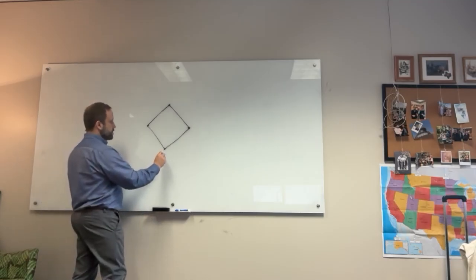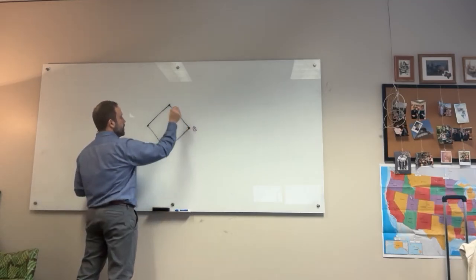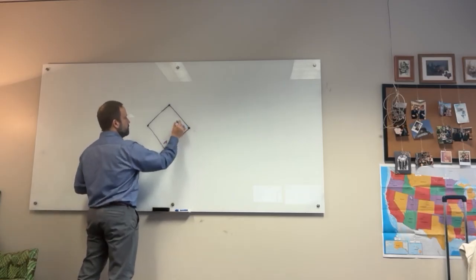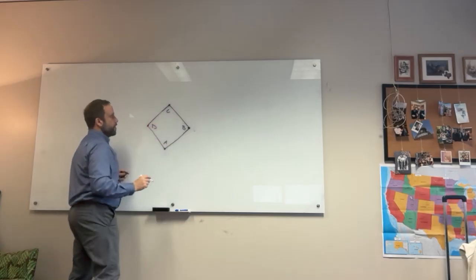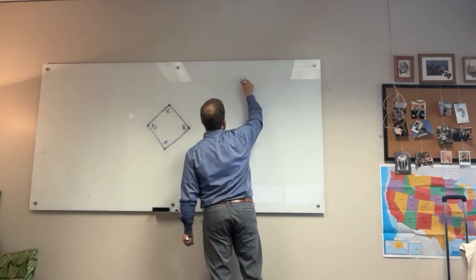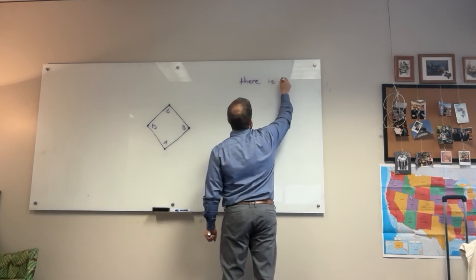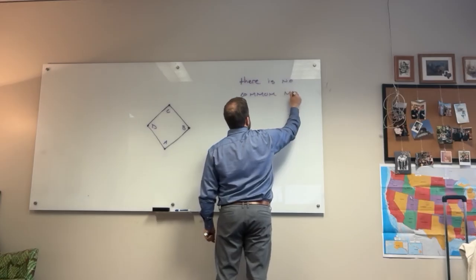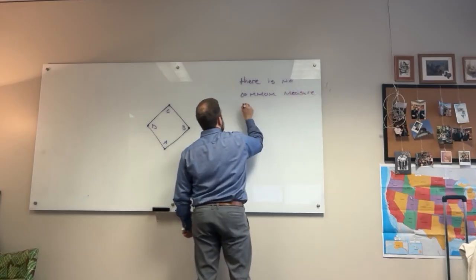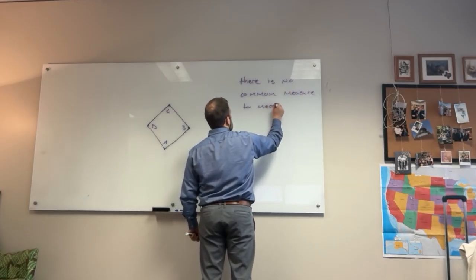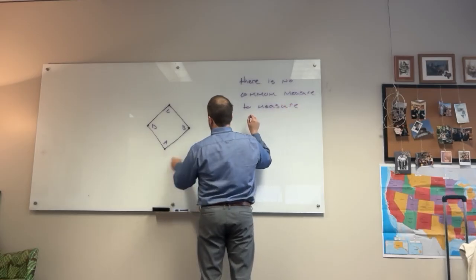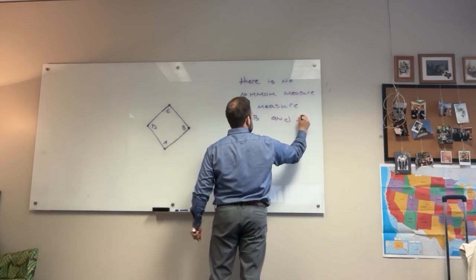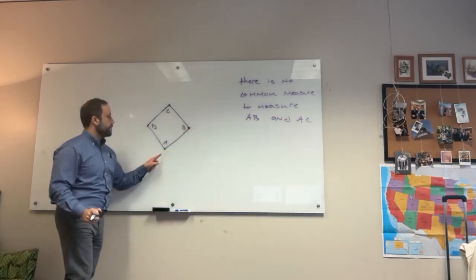Let's say I label this A, B. Actually, it's probably going to be easier if I put them on the inside here. A, B, C, D. The way that I want to state this is there is no common measure to measure the side length AB and the diagonal AC. So there's no common measure to measure AB and AC.